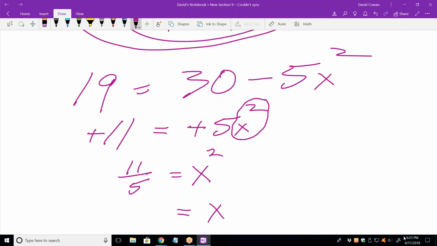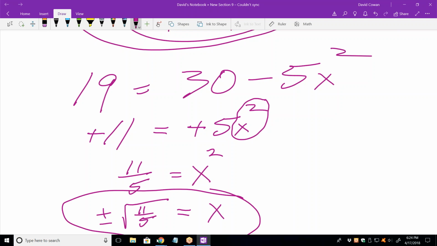Almost. You'll get it. By the time I end up reminding you every time you miss it, you'll know. Plus or minus the square root of 11 over 5. Yes. And like I said, that's not trivial. You will lose points without that plus or minus. That is 2 answers, as opposed to just 1 answer that you were going to get. Final solution.